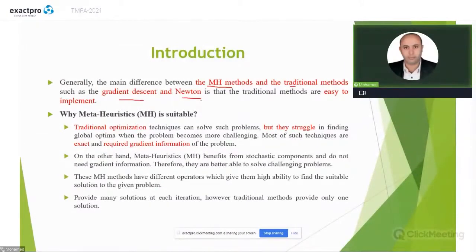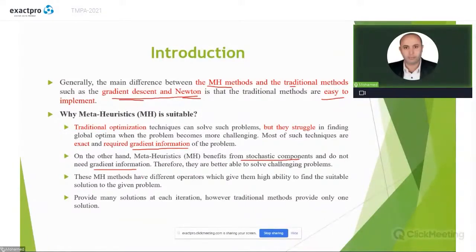The main difference between these meta-heuristic techniques and traditional methods like gradient descent or Newton-Raphson is that the traditional methods are easy to implement. However, they can get stuck in local optima. Also, they require a lot of gradient information from the function or application. However, meta-heuristic techniques benefit from a stochastic component and don't need gradient information. Also, they have different operators that can be applied to improve the ability to search for the optimal solution.